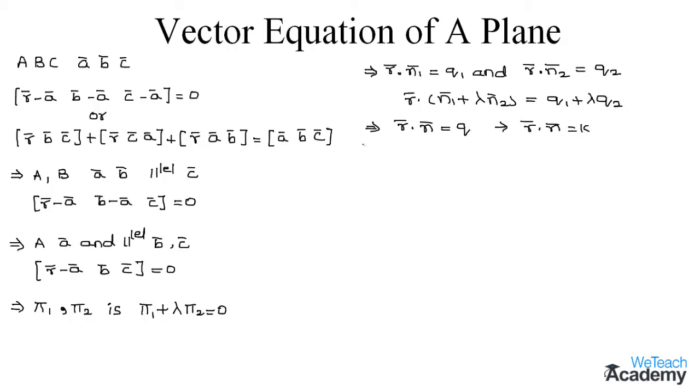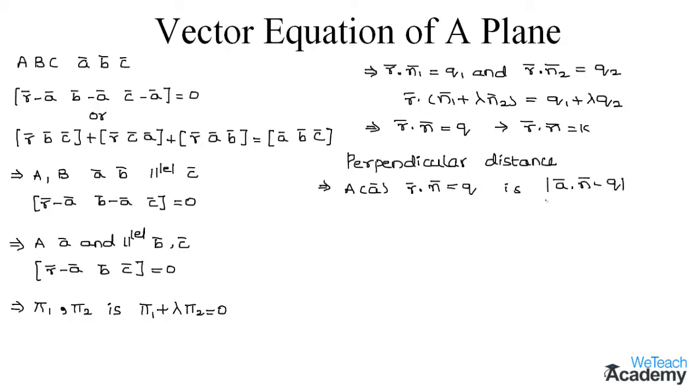And now let us learn the formula for the perpendicular distance of a point from a plane. So the perpendicular distance of the point A whose position vector is a bar from the plane r bar dot n bar is equal to q is given by mod of (a bar dot n bar minus q) divided by mod n.